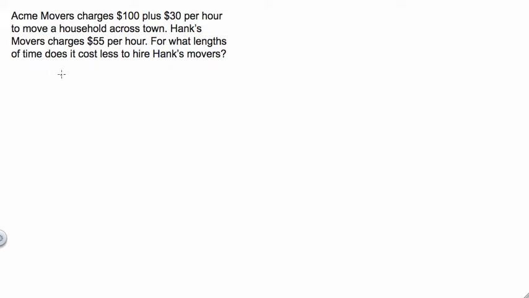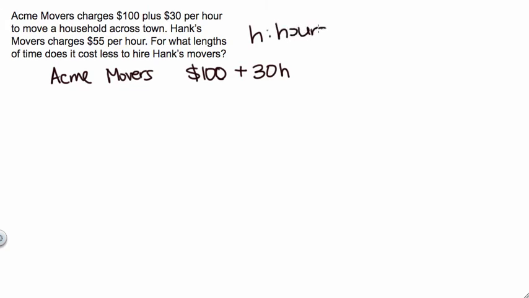So let's look at two. Acme Movers, they charge $100, and on top of that, they charge $30 per hour. And let's say H is standing for hours to move. And then Hanks charges $55 per hour, and there's no flat rate charge, so that's the end.